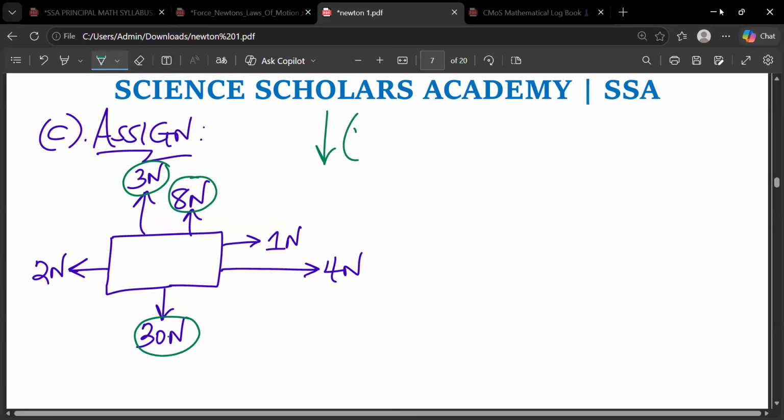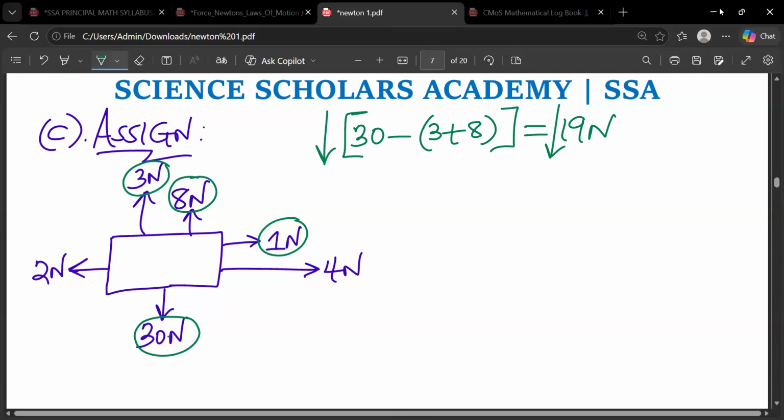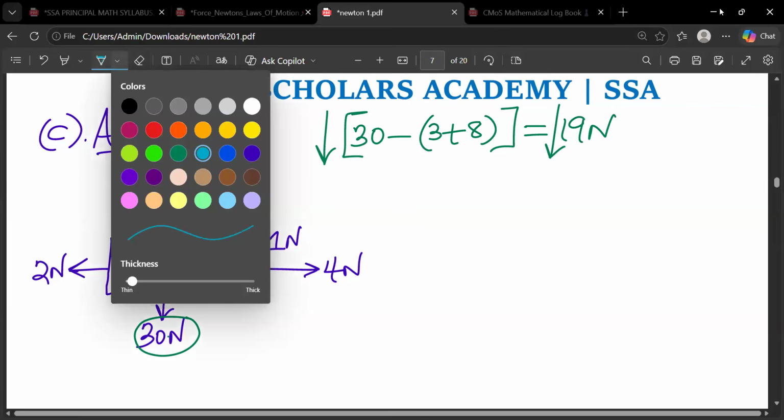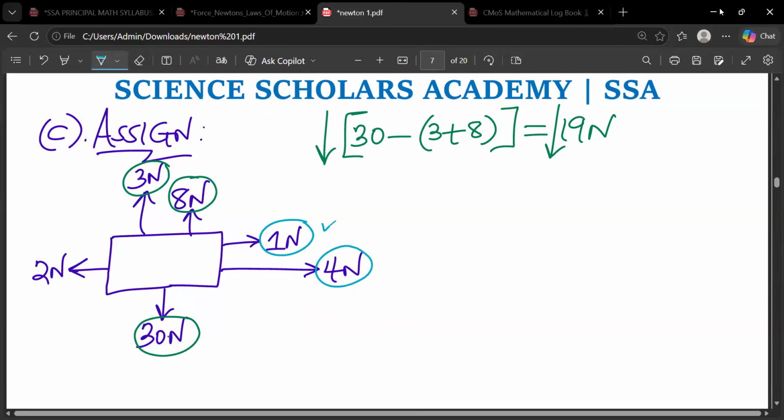So you'll be like, down I will have 30 minus the summation of 3 and 8. Do you see that? You can even put this in square brackets. Then you conclude and tell them the result shall be 19. And that 19 will be what? Facing down. Then you come and tell them, when I add these two, I'm seeing 5. But then the other side, I'm having something like 2. Like when I consider the summation of these two, it's 5. The other side, I'm having a 2. So that means that this side will win.